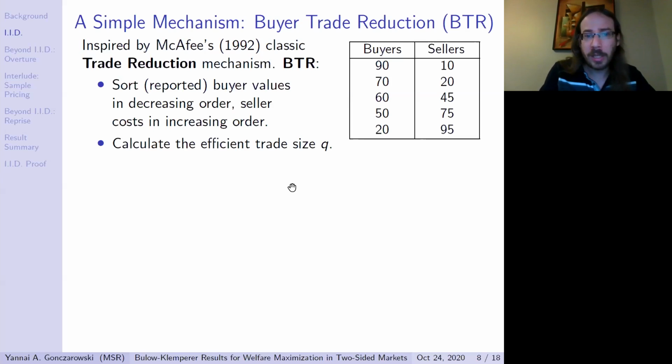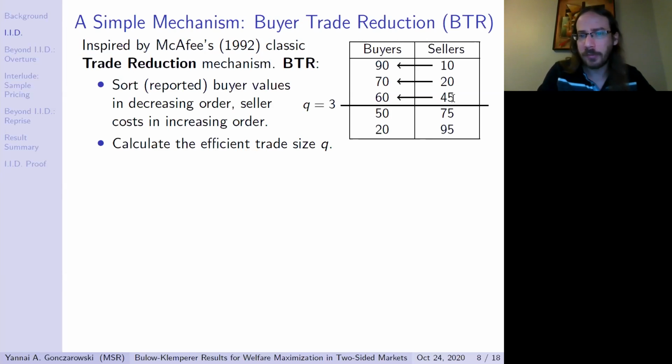And then you calculate the efficient trade size Q. How do you do this? You note that until this line, buyers are greater than sellers, so you want to trade because there are gains to be made. Beneath this line, buyers are less than sellers, so no gains to be made here. So this is the efficient trade size in this case, and this is the efficient trade. These two sellers keep their items. These three sellers switch their items to these three buyers. This is the first best. This is the most efficient thing you can do.